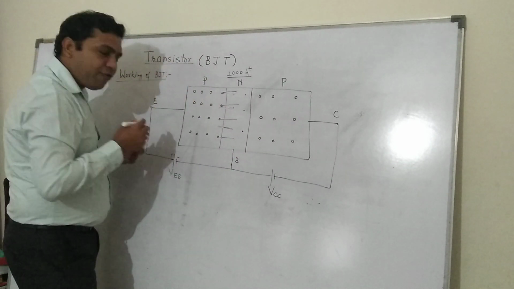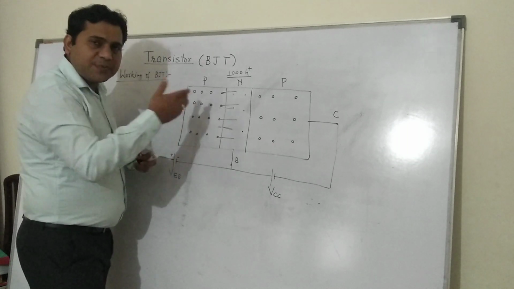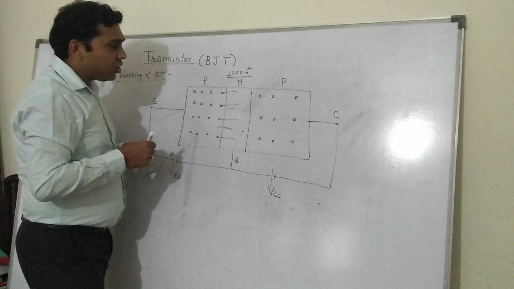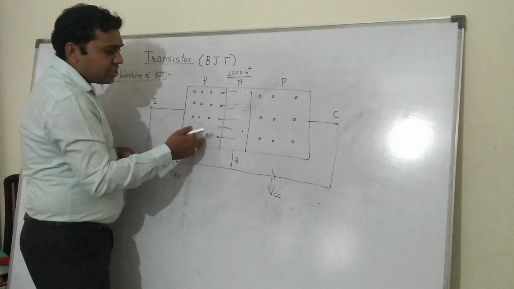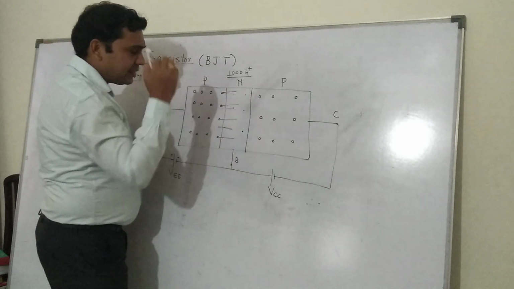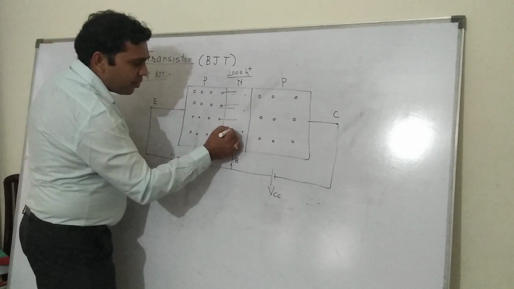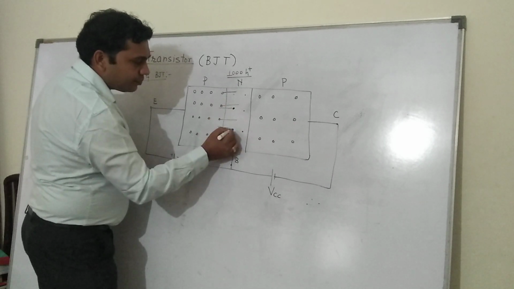As soon as you apply a forward bias, definitely there will be a lower potential barrier here. So definitely the majority charge carriers will move. Here the majority charge carriers are holes, they will move towards the N side, and the electrons will move towards the P side, like this.